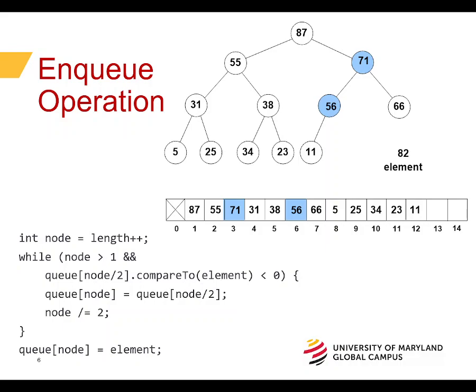Otherwise, the code shown is executed. The instance variable length is set to 1 when the queue is empty. So it is a count of the number of elements in the queue plus the empty slot 0, and also points to the next available slot. In our illustration, it is 13 upon entry. So node is set to 13 and length is incremented to become 14.